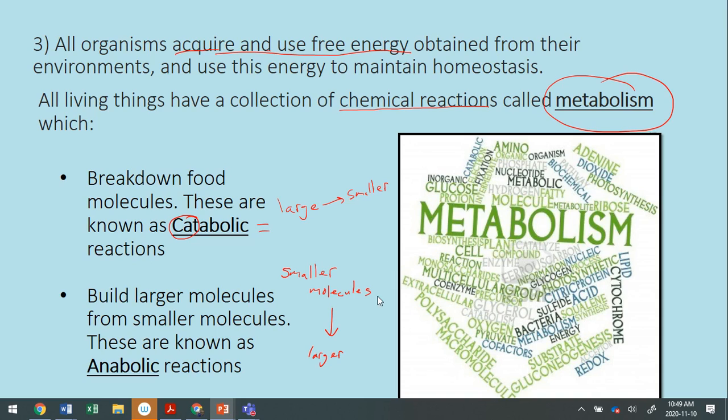All right, so together, catabolic reactions and anabolic reactions form metabolism. Now, many of the reactions we're going to be talking about in the next couple of chapters, in this one, as well as in photosynthesis, cellular respiration, and digestion, we're going to be talking about catabolic and anabolic reactions. I'll give you specific examples of these.